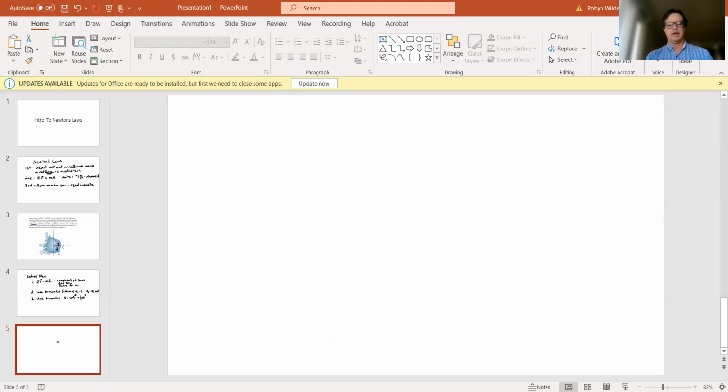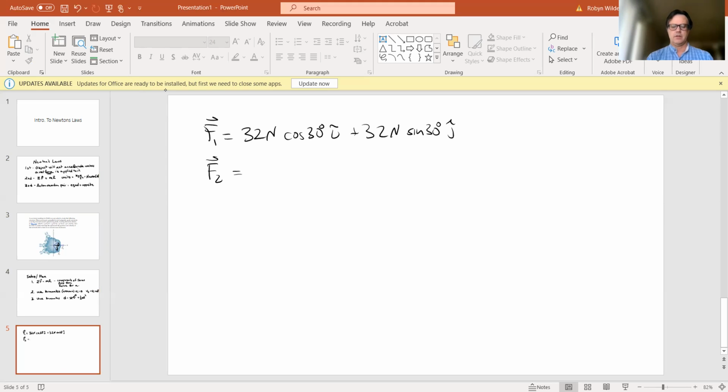And let me write out what I get for all 3 forces. So my first force, let's write it out this way. I'm going to have 32 newtons cosine of 30 degrees i hat plus 32 newtons sine of 30 degrees j hat, just the adjacent and opposite sides. F2 does not have a y component, so it is just 55 newtons i hat. And then F3 is 41 newtons cosine of 60.